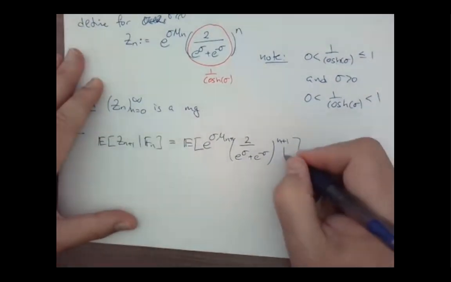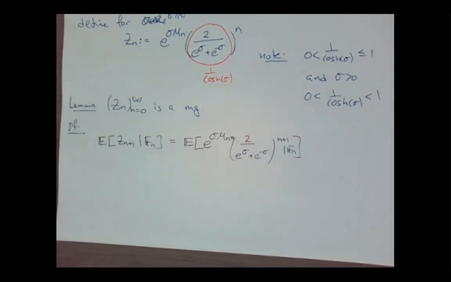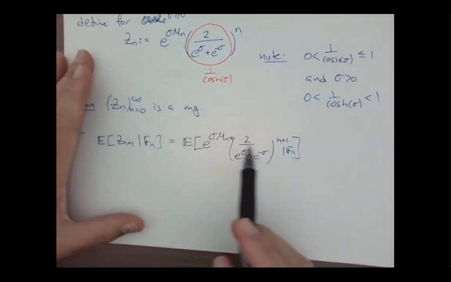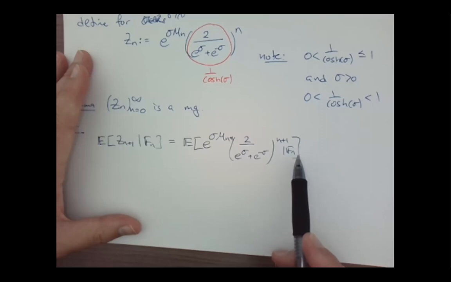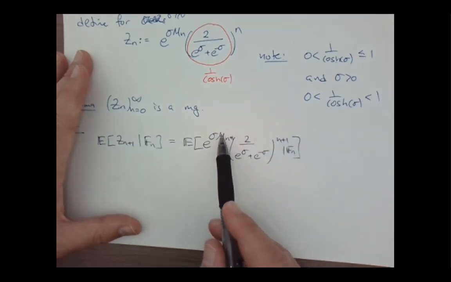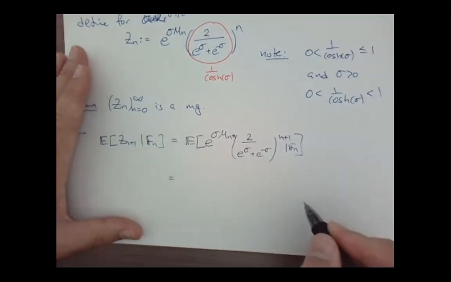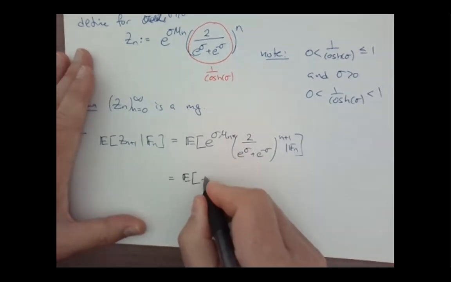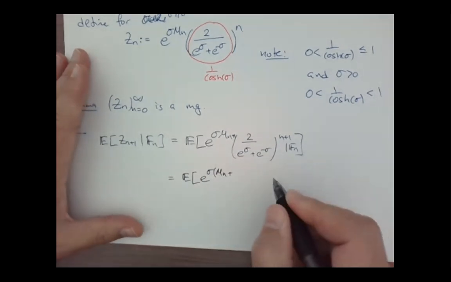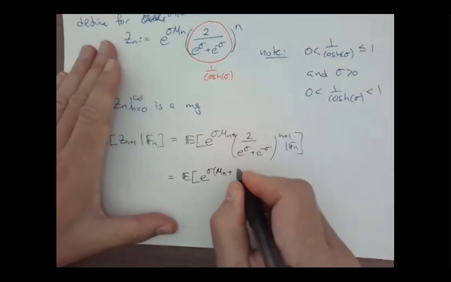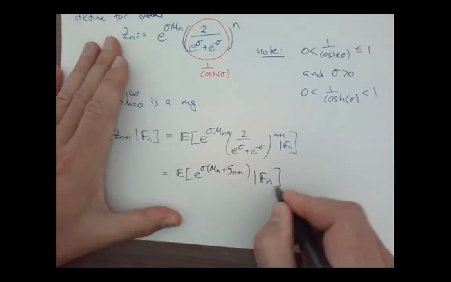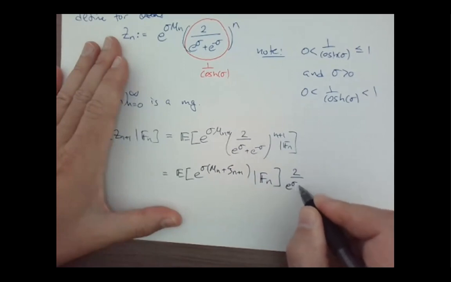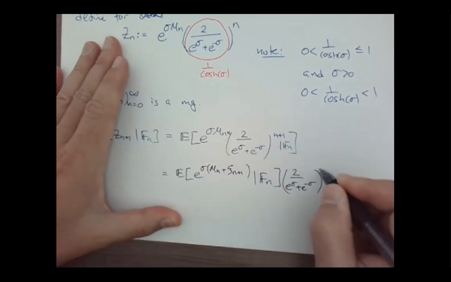And now we're in this situation that we have been in many times. Here we have M_{n+1}, we have n plus 1, we have F_n. This one here is not random, so we can pull it outside. M_n we can split up: sigma times M_n plus the coin flip, and then the n plus 1 coin flip, conditional on F_n. I pull that thing outside: (2 divided by e^sigma plus e^(-sigma))^(n+1).